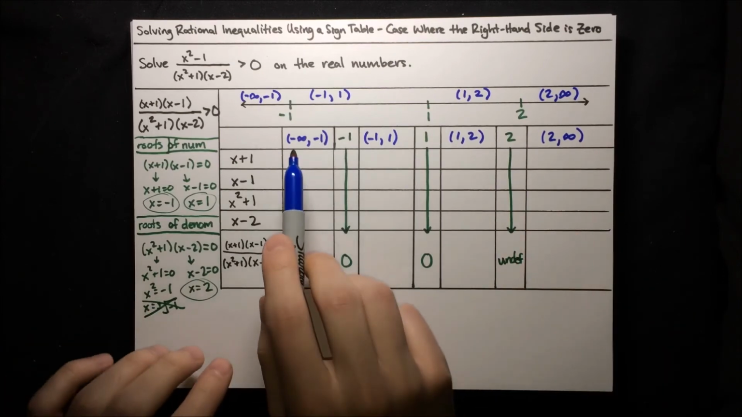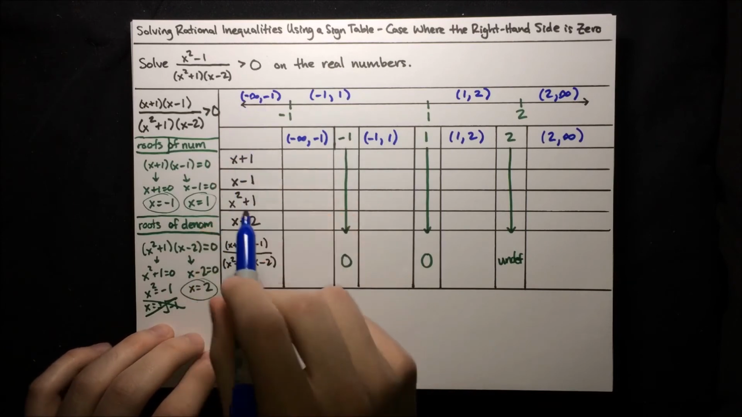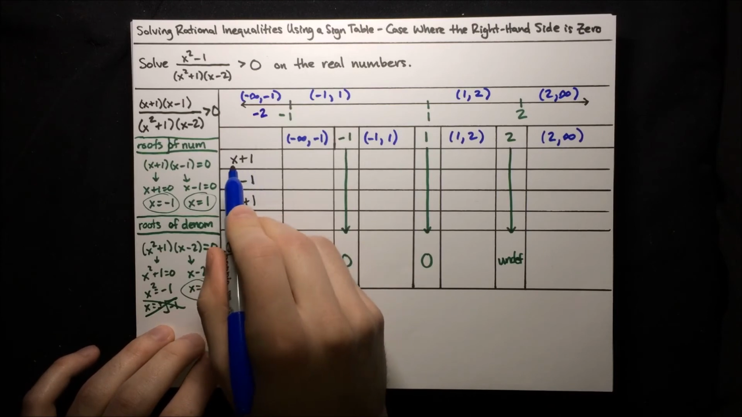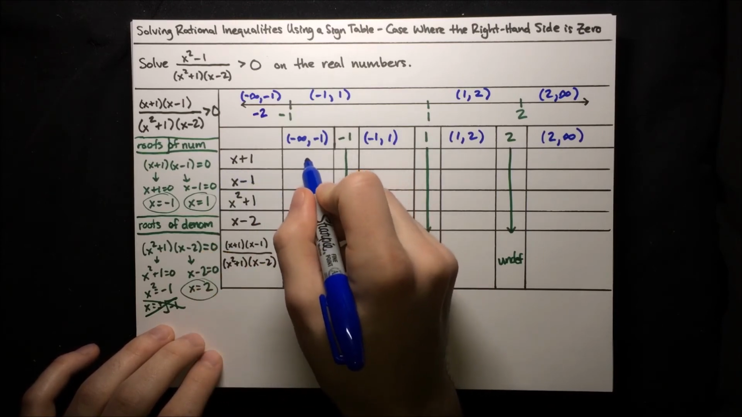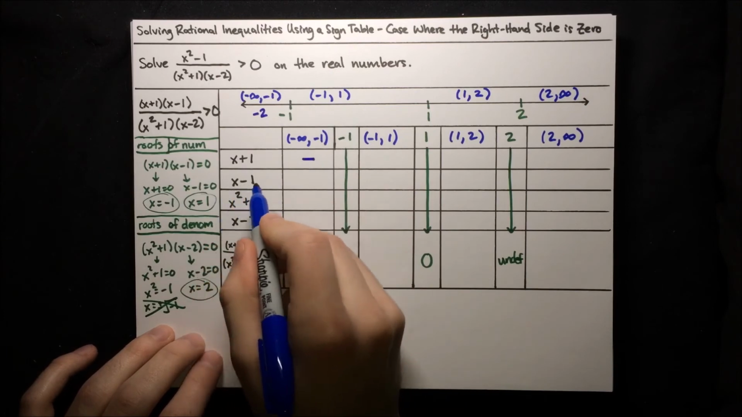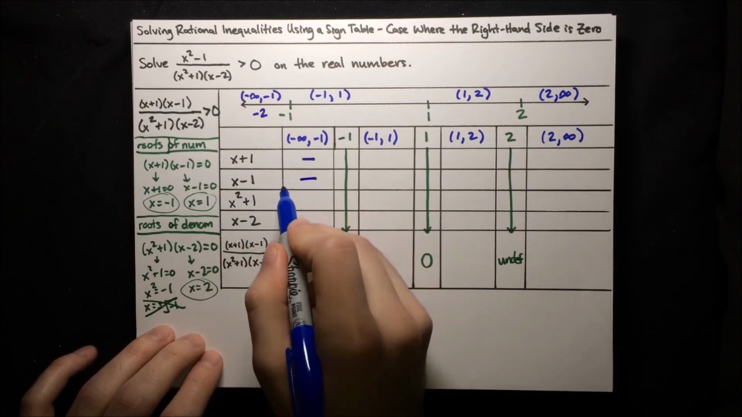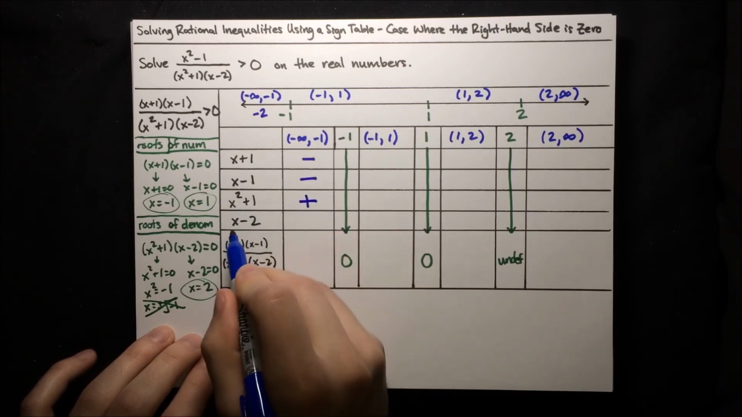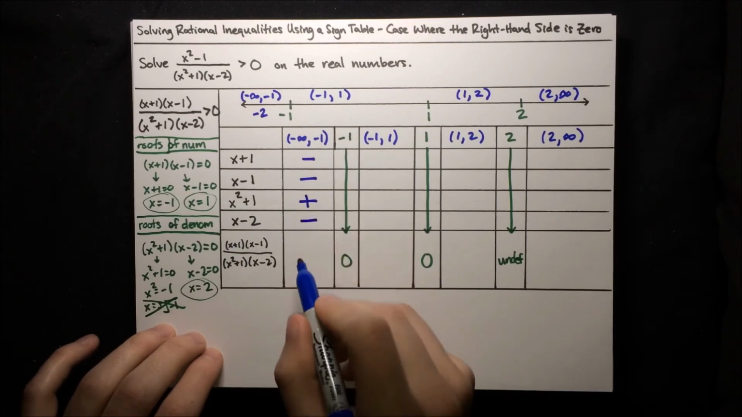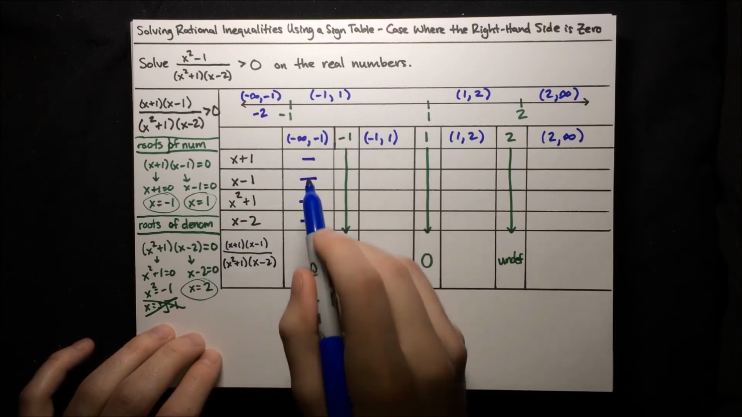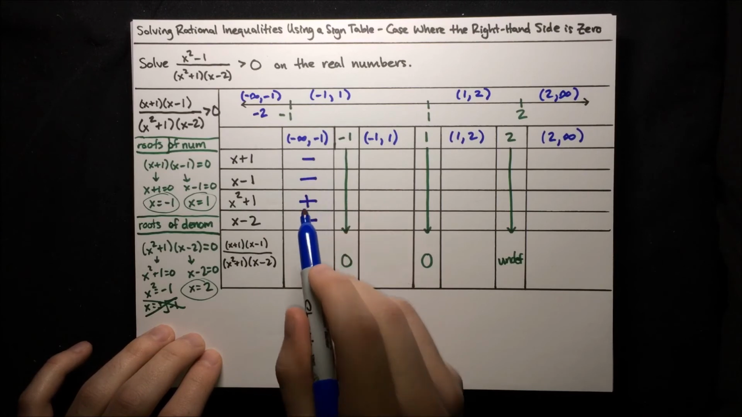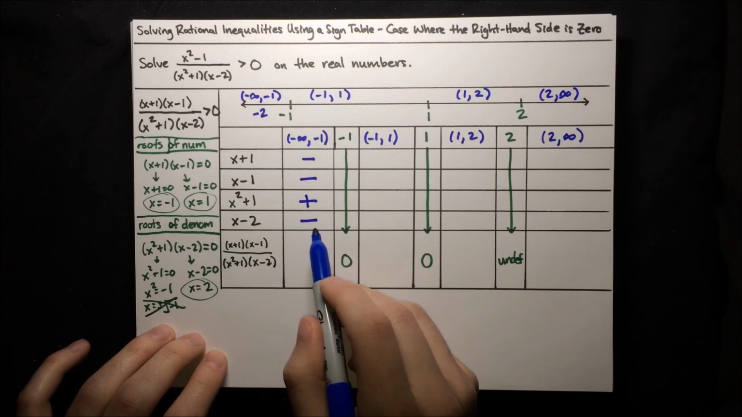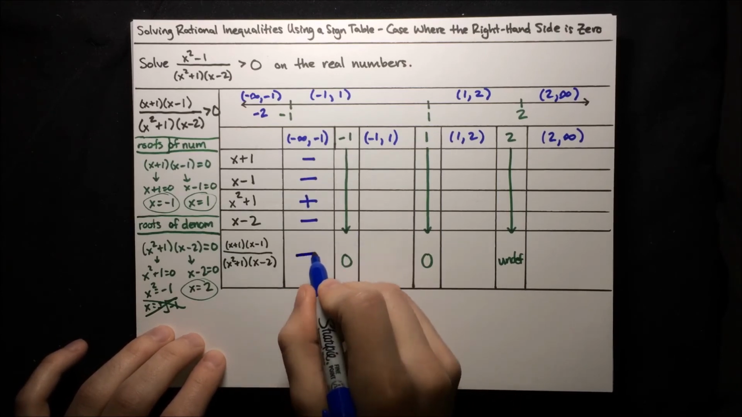Now let's look at the intervals here and get some test values. For negative infinity to negative 1, how about a test value of negative 2? If we plug negative 2 into x plus 1, that's negative 2 plus 1, which is negative 1, so negative. Then negative 2 minus 1 is also negative. Negative 2 squared is 4, plus 1 is 5, so that's positive. And then negative 2 minus 2 is negative 4, negative. So in the actual expression, we've got a negative times a negative divided by a positive times a negative. Really we've just got an odd number of negative signs, so the expression is going to come out negative.